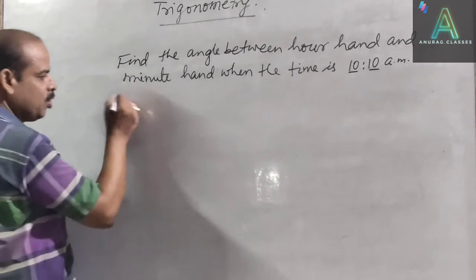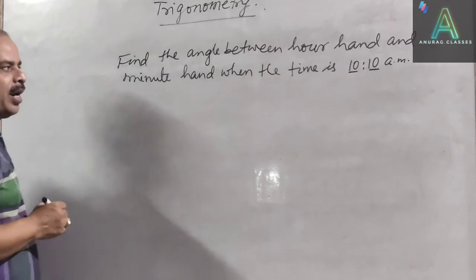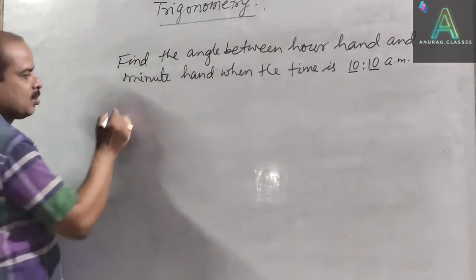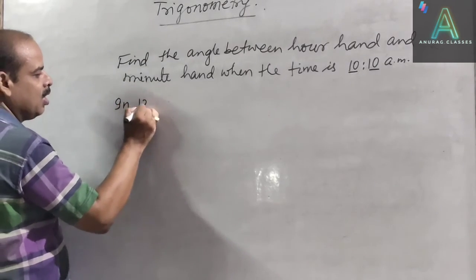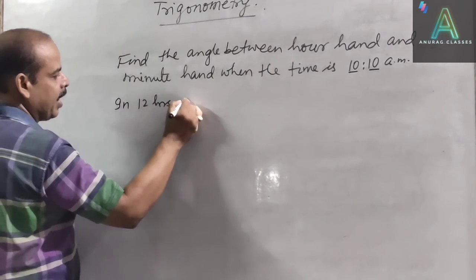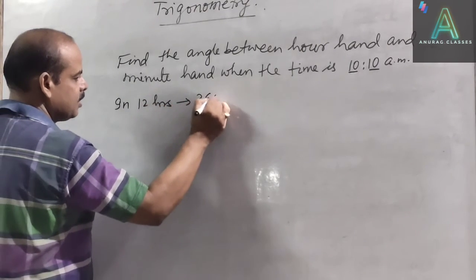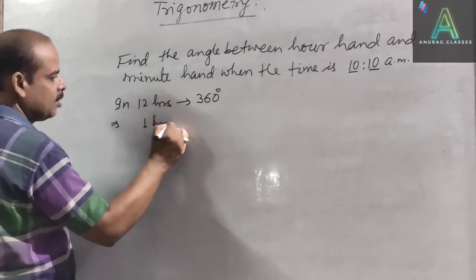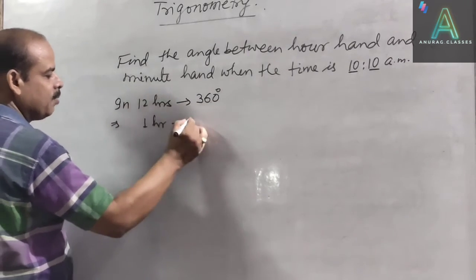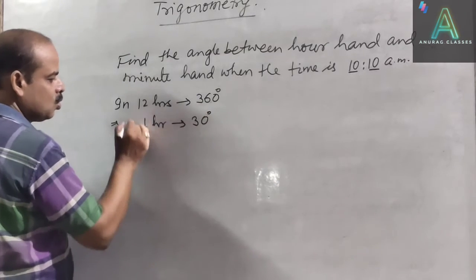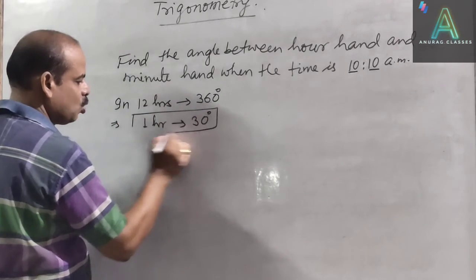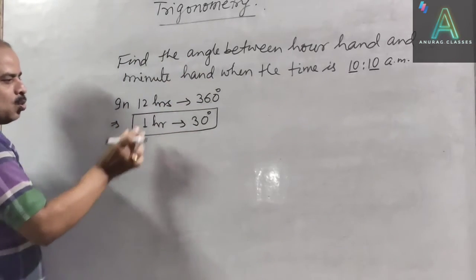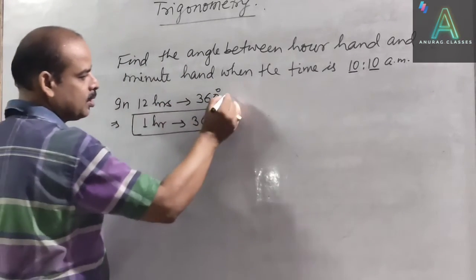So dear student, we all know that an hour hand revolves 1 time in 12 hours. So in 12 hours, the angle subtended is 360 degree. So what will be the angle in 1 hour? Clearly it will be 360 by 12, means 30 degree. So you have to remember this relation all the time before solving this type of question. So 1 hour is equal to 30 degree.